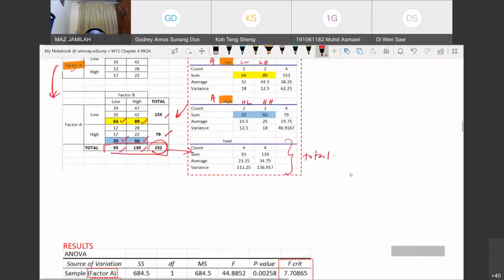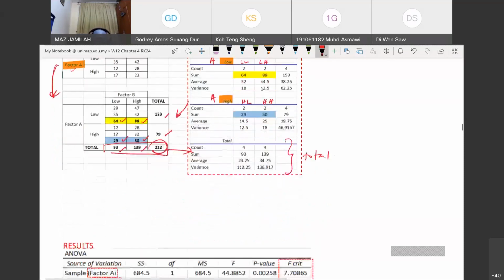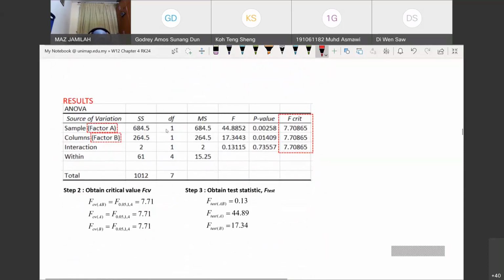Now, what else will you have other than this summary? You will have your ANOVA table. This is how your ANOVA table looks. The part in the box is what I added later on. In your ANOVA table you will always have sample and columns, so you need to understand what sample and columns mean. Always, this will be the row, and this will be the column.